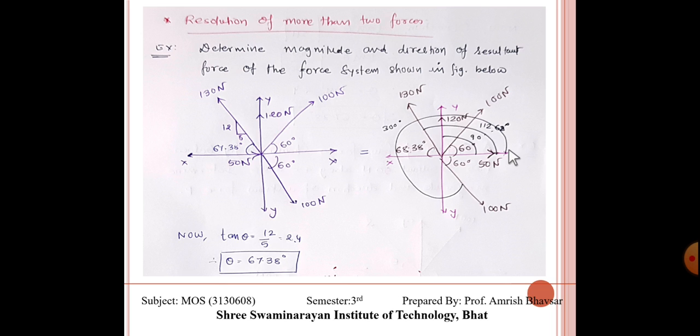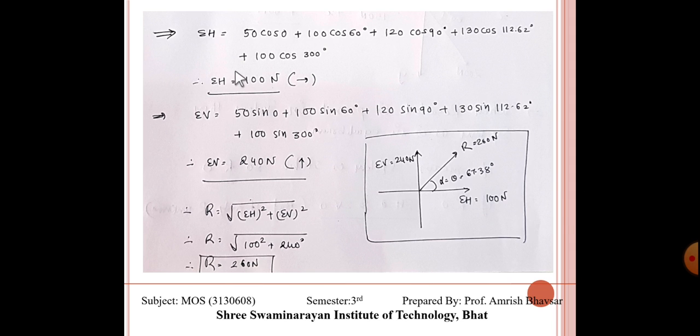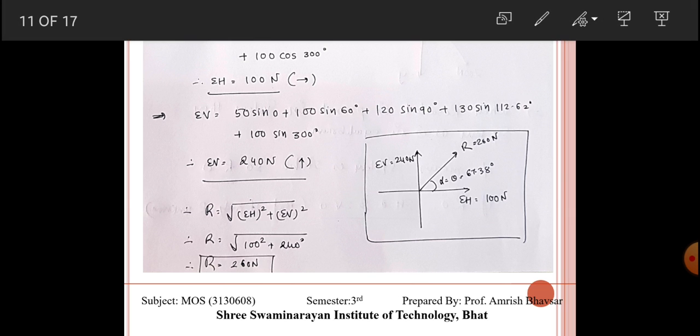It is the most important thing because there is no chance of making a mistake. Clear? Now we get sigma H: 50 cos 0 plus 100 cos 60 plus 120 cos 90 plus 130 cos 112.62 plus 100 cos 300, which is cos 60. Here it is always plus and always with cos. So we get sigma H equal to 100 Newton. Clear everybody?